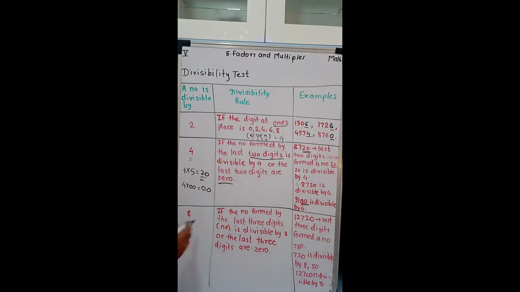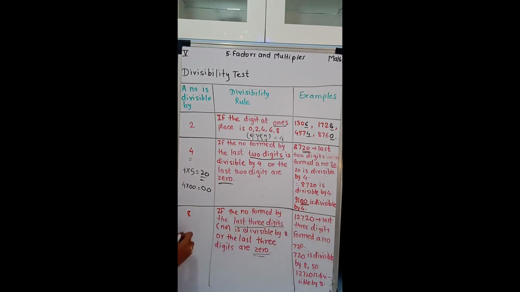Similar with 8 also. For 8 we look at the last three digits, and the property is the same. If the number formed by the last three digits is divisible by 8, or the last three digits are 0, then the number is divisible by 8.